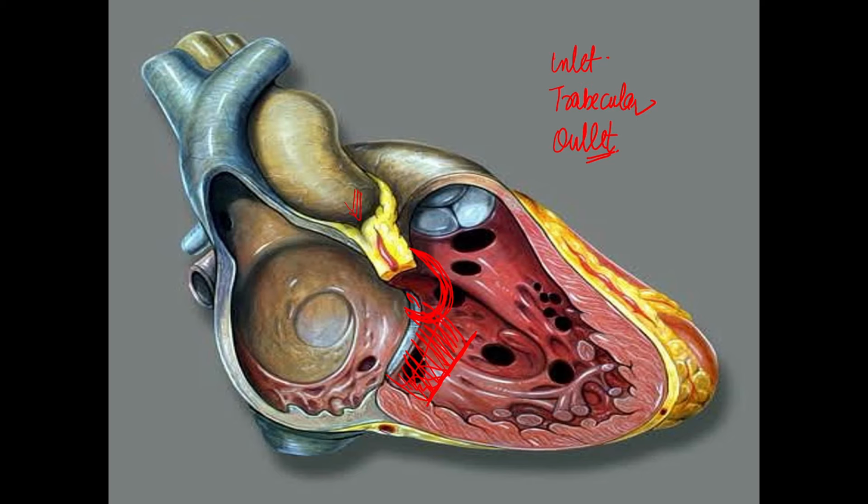Lying between the two AV valves and beneath the membranous septum, bound inferiorly by STL chordae, is the inlet portion of muscular septum. And the inlet portion is also located posterior-inferiorly.